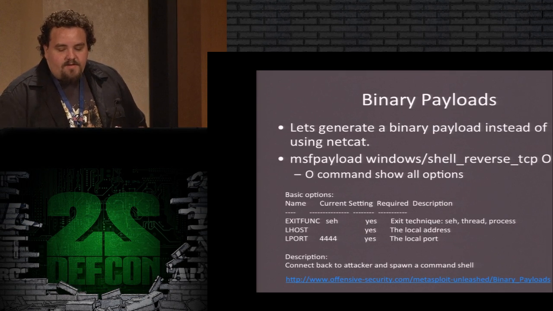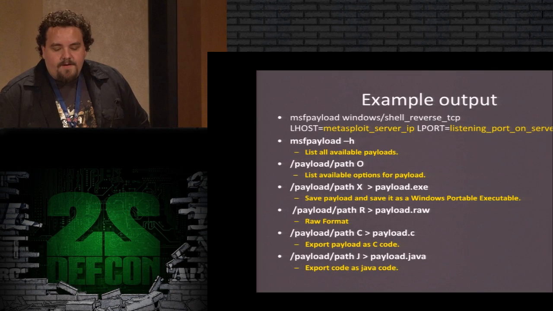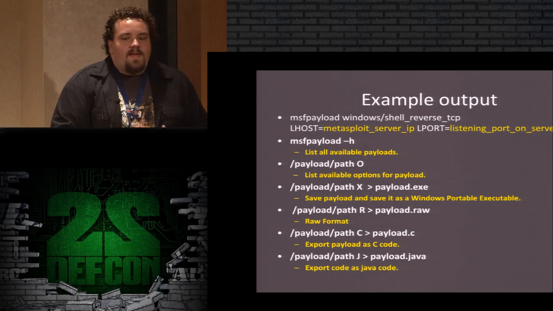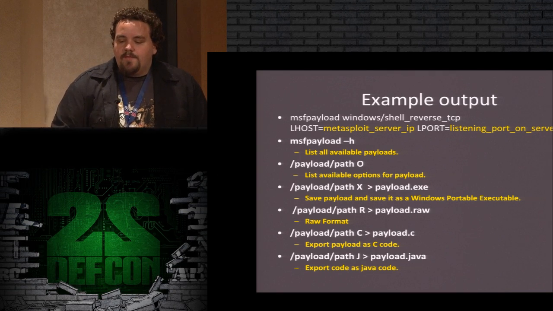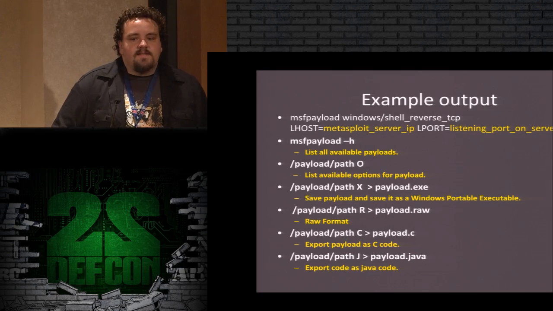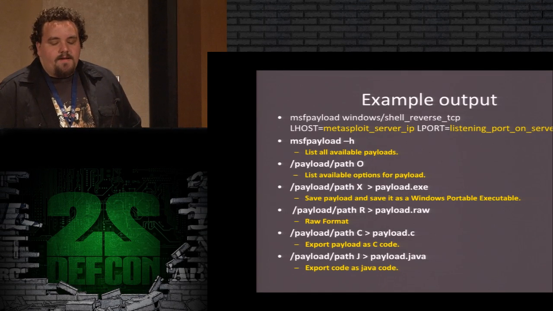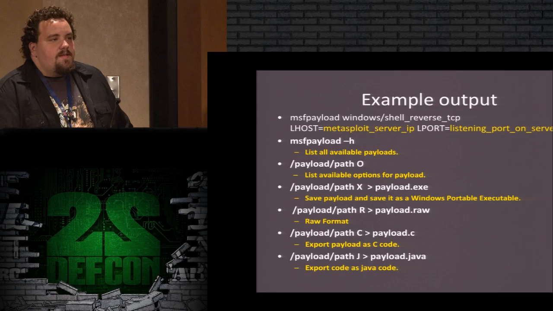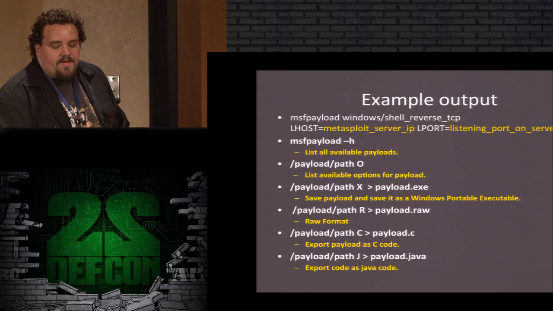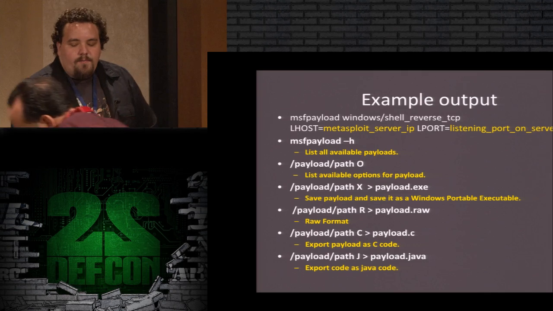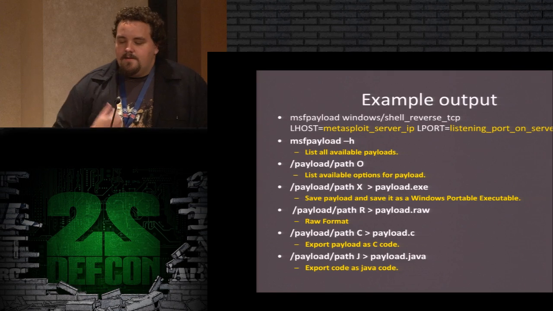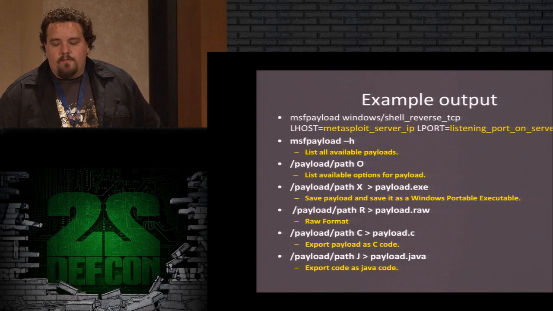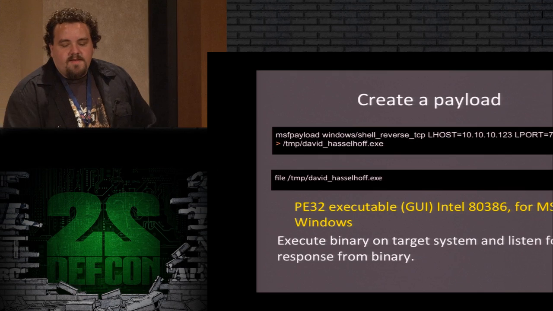The L command just shows all the options that you have available here. So in this case, I need to set up a listening port and a listening host. So the IP address it's going to connect to, and the port that I want to connect to. And here too, you can use msfpayload. Pretty cool because you can use it to create raw payloads, do payloads in C, so you can see how it works. So here's the command that we're going to run.